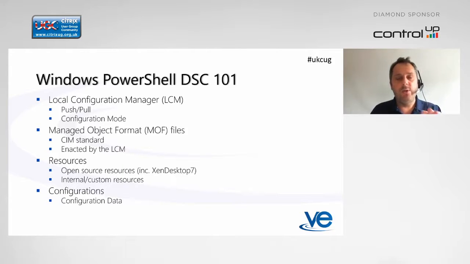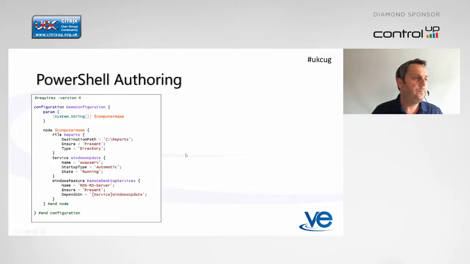The configuration keyword is PowerShell specific. It's what we use for creating the managed object format files that are enacted by the nodes. So here's an example. In version 4 and onwards, we can create a configuration, and what we are saying here is we can pass in a computer name that we want to generate a configuration for.